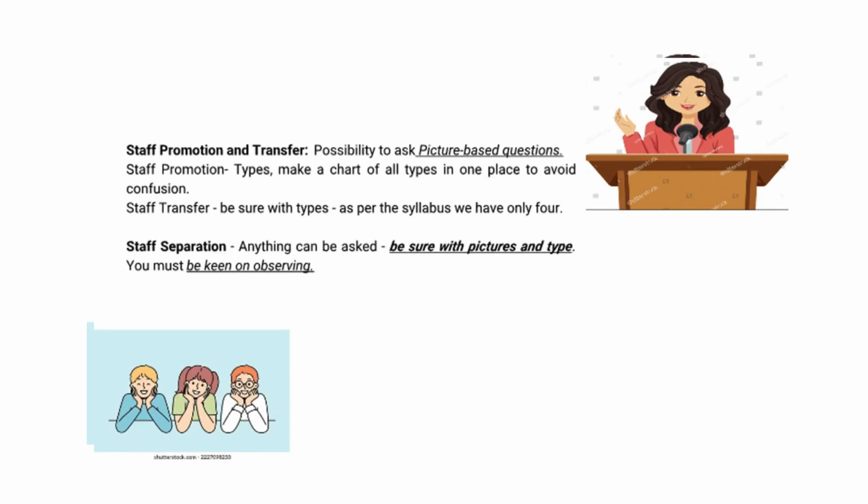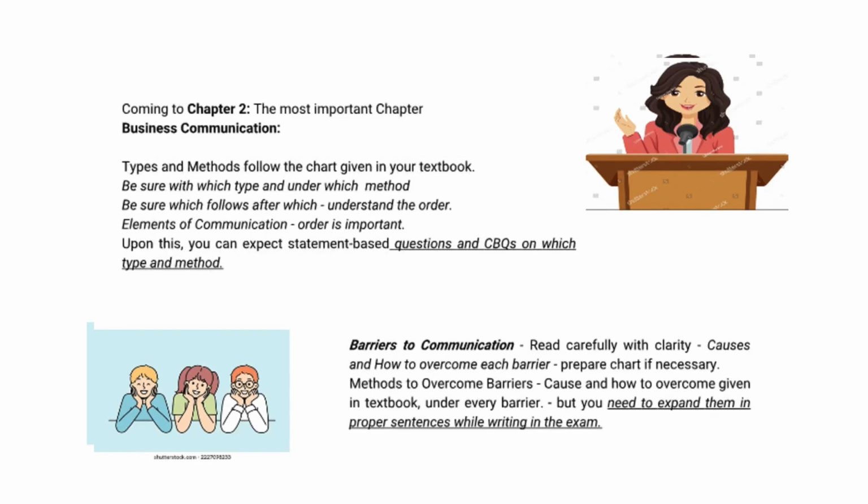Staff separation. Anything can be asked. Be sure with pictures and type. You must be keen on observing. For example, staff retrenchment image was given alongside of retirement explanation. So don't be confused. Coming to Chapter 2.